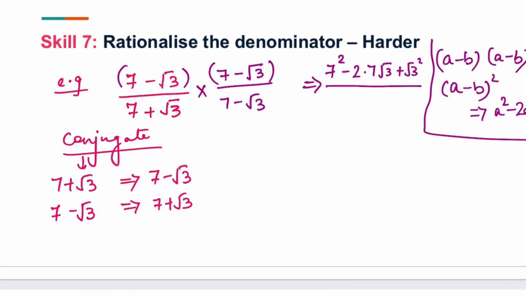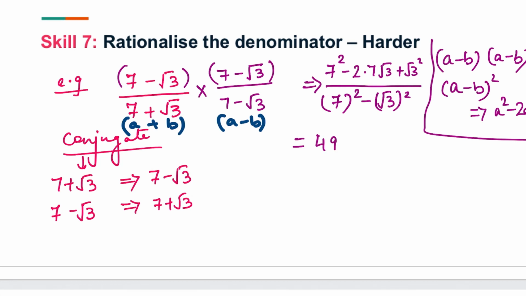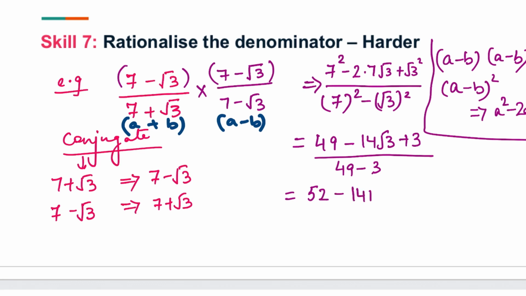Over, in the denominator now you have a plus b and a minus b, so here we can use the a squared minus b squared identity. That is going to be 7 squared minus root 3 squared. When we solve it, 7 squared is 49, minus 2 times 7 is 14 root 3, plus 3, over 49 minus 3. When you solve that, it becomes 49 plus 3 is 52, minus 14 root 3, over 49 minus 3 is 46.